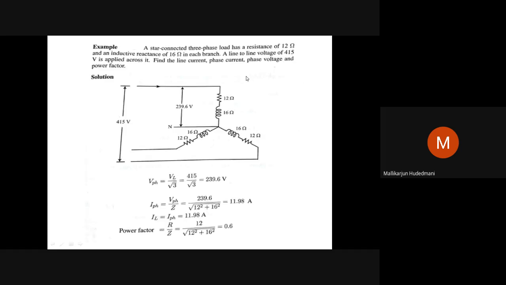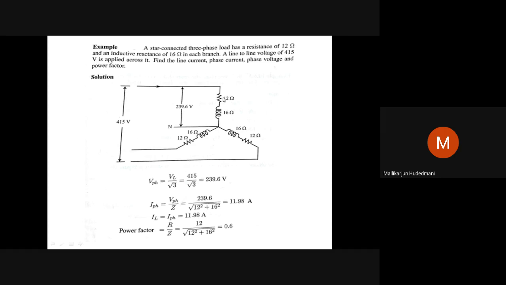Then this problem we have already visited. We will see. A star connected three-phase load has a resistance of 12 ohm and inductive reactance of 16 ohm in each phase. A line to line voltage of 450 volt is applied. Find the line current, phase voltage, etc. and power factor. So you know this.